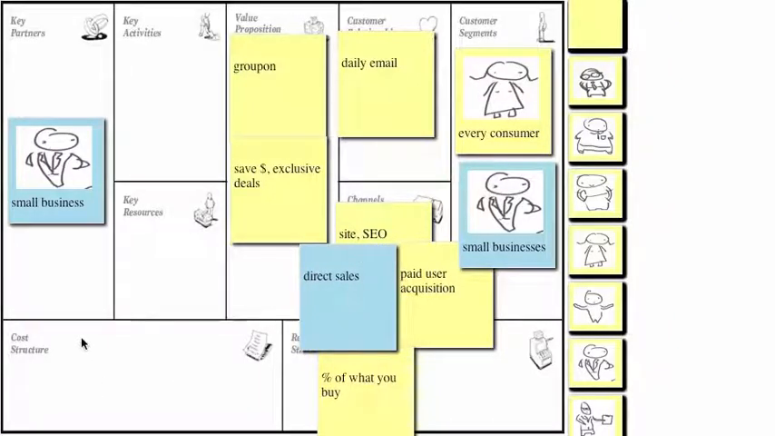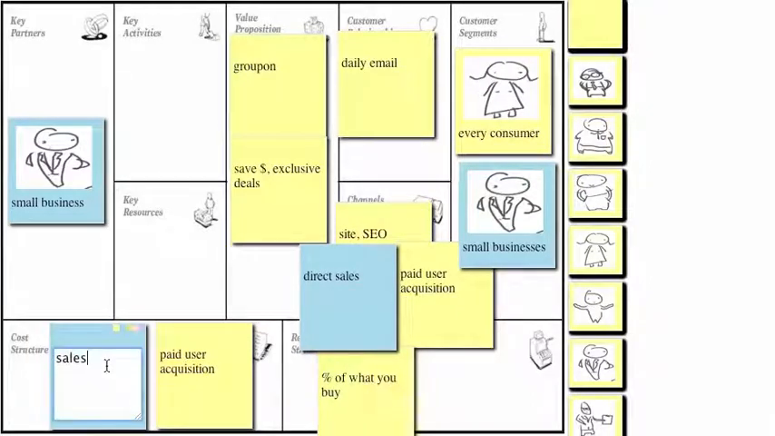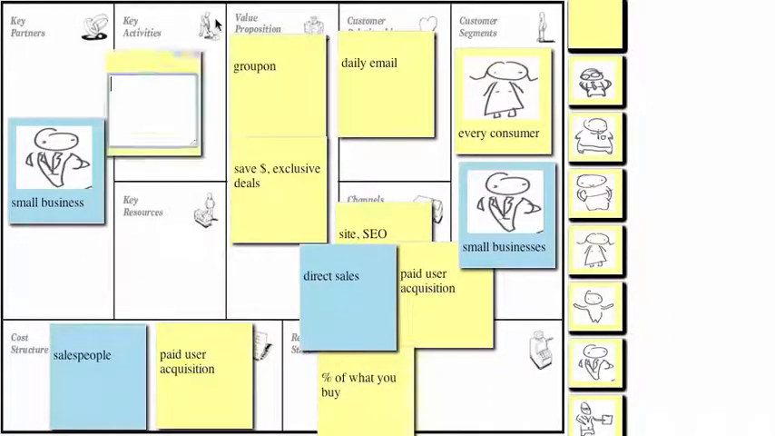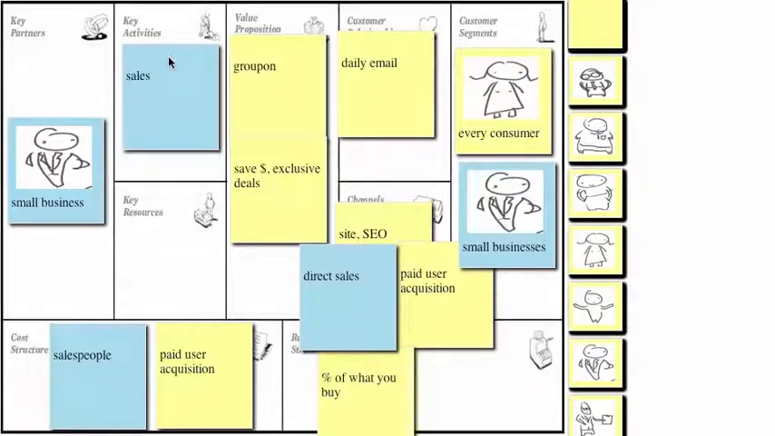It's incredibly aggressive about its sales, and it spends a lot of money there. So that'll become the core of its cost structure. It's got sales and it's got paid user acquisition. And these are specifically the salespeople. So this is the thing you're paying for that lets you do it. This is the way you're reaching them, and then your key activity is sales. They're a sales organization, not a technology company or a content company.